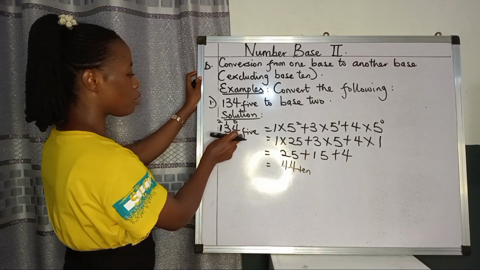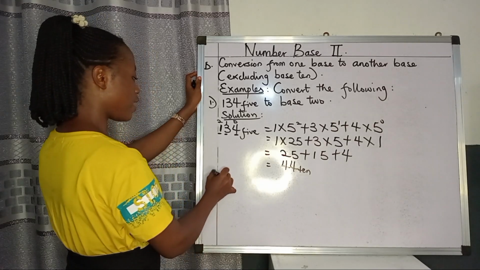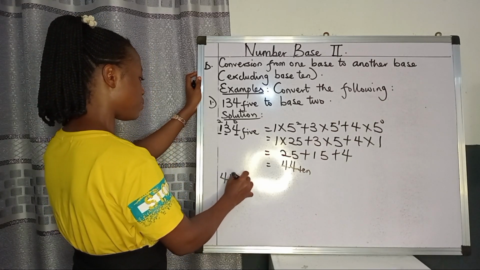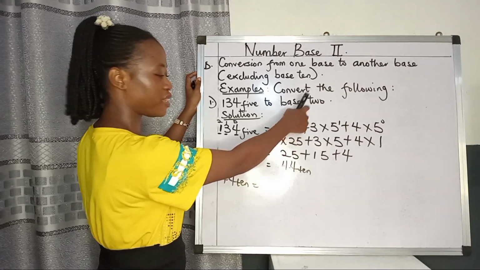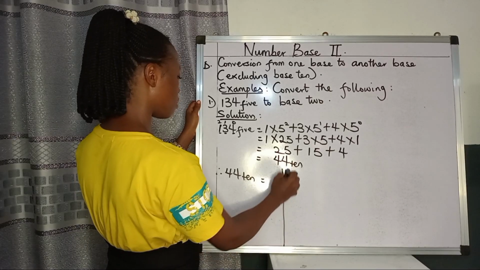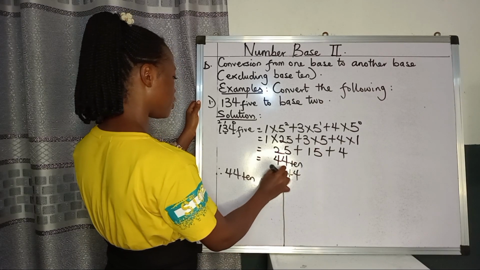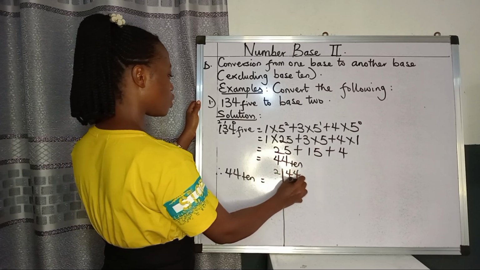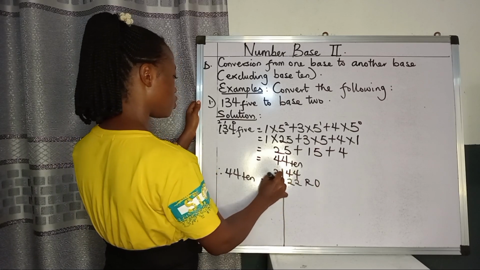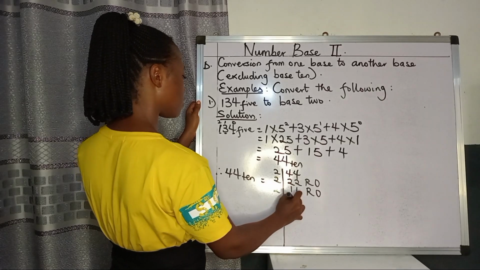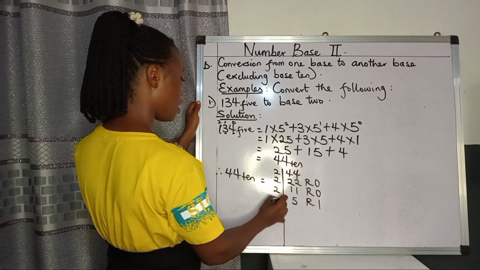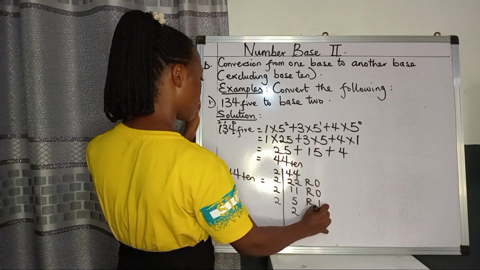Now, I've converted from base 5 to base 10, and finally, I'm going to convert this base 10 to the required base. The required base here is base 2. So, meaning I'm going to divide 44 by 2. 2 in 44 is 22, remainder 0. 2 in 22 is 11, remainder 0. 2 in 11 is 5, remainder 1. And 2 in 5 is 2, remainder 1.